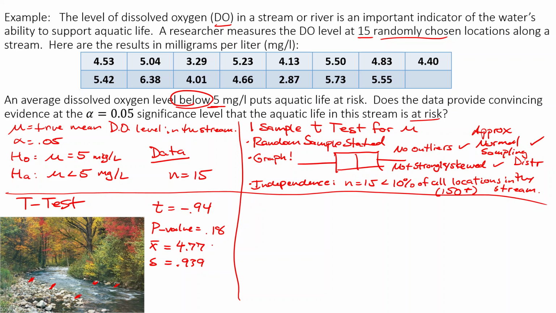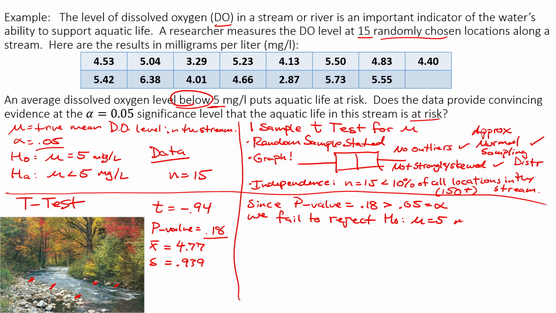All right, so now we're going to compare our p-value to our alpha value. And we're going to say since the p-value equals 0.18, which is definitely greater than 0.05, which is our alpha, let's see, p is not low, so we fail to reject our H0, that the mean equals 5 milligrams per liter. So in other words, we do not have significant evidence of the alternative.